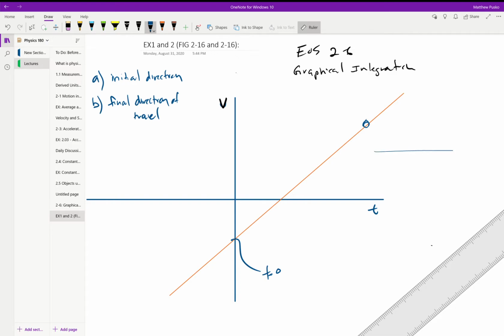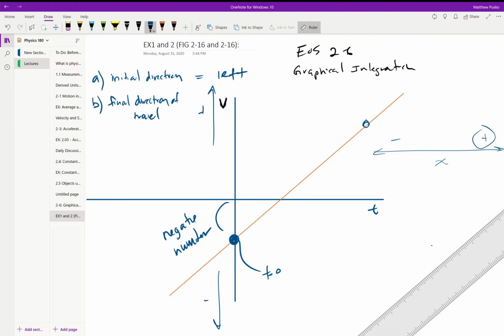So if we're on an x-axis like this, we're only moving in one direction. Let's call this positive and this minus. What direction is it going initially? Well, the fact that its initial velocity is actually a negative number tells us that its initial velocity is going to the left, right? If we call right positive, then it is moving to the left in the negative direction.